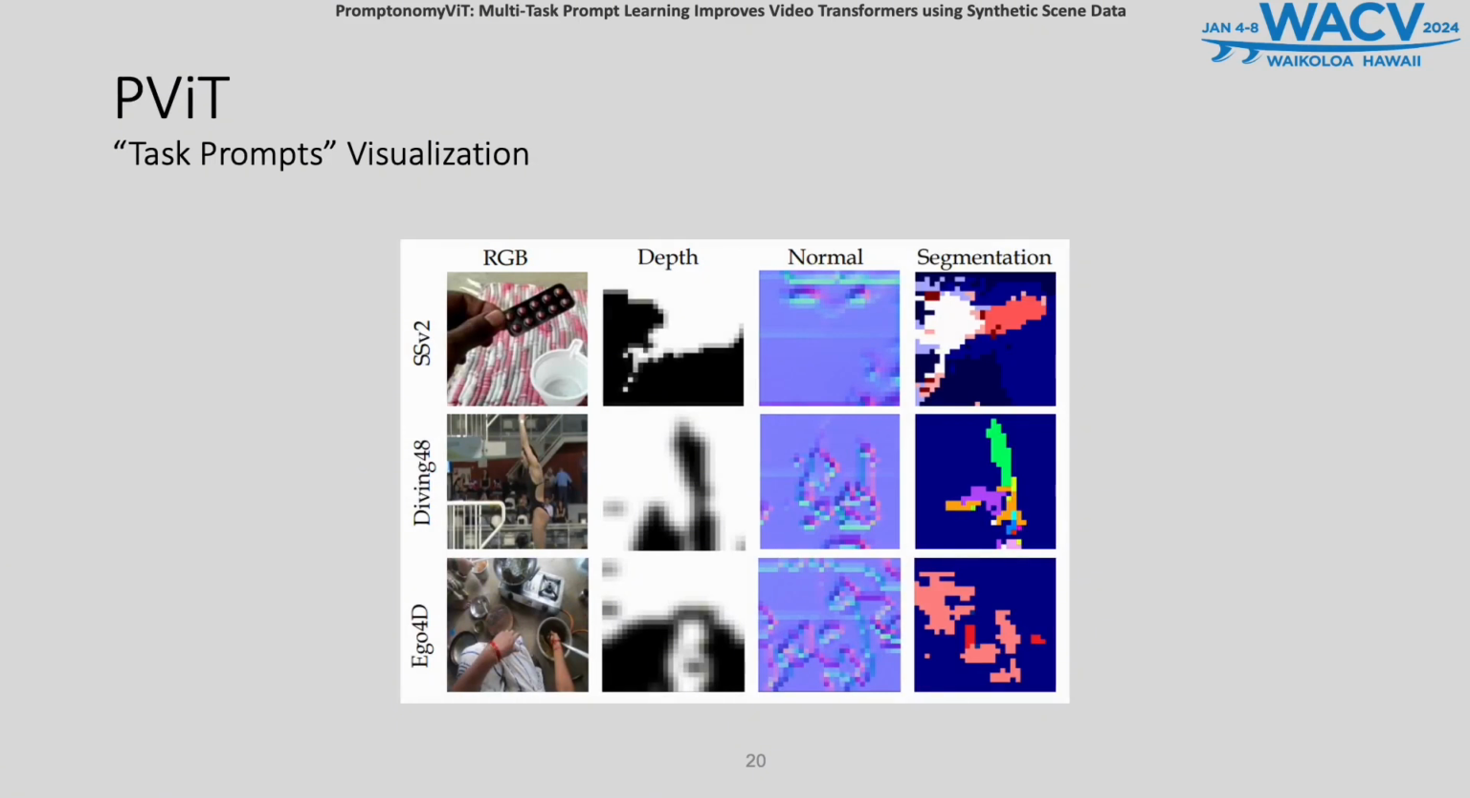In the following figure, it can be seen that the task prompts produce meaningful maps despite not receiving such labels for real videos. This implies that the model, even though optimized for specific tasks from synthetic data, can still produce meaningful information on the downstream dataset.